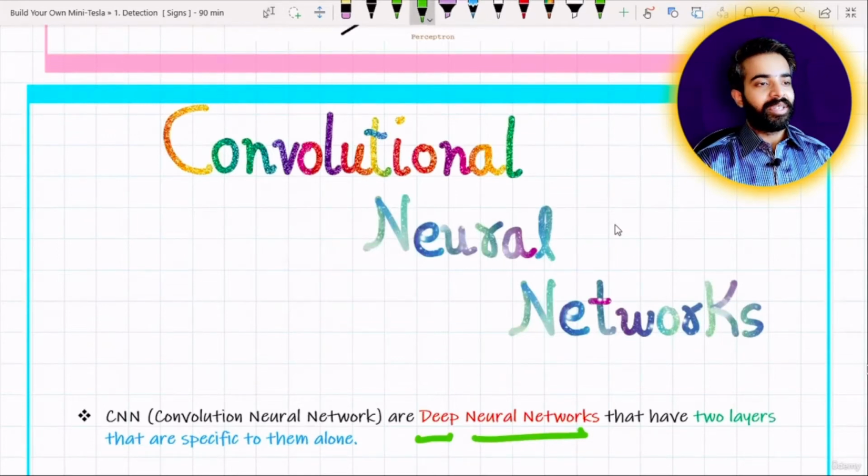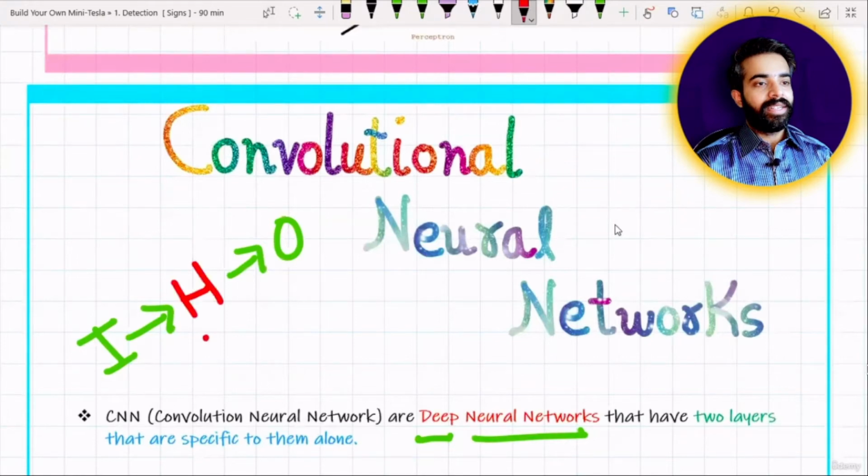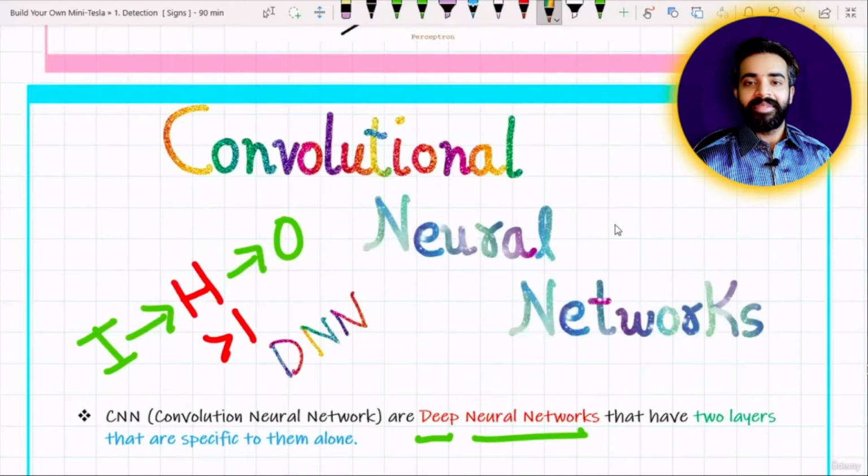If you remember the structure of a neural network, it has input at the start and output at the end, and in between lie the hidden layers. Now if these hidden layers are more than one in number, then that is probably a deep neural network. So CNNs are those neural networks that have more than one hidden layer, but they also have two layers that are specific to them alone. Those are the convolutional layer and the max pooling layer.